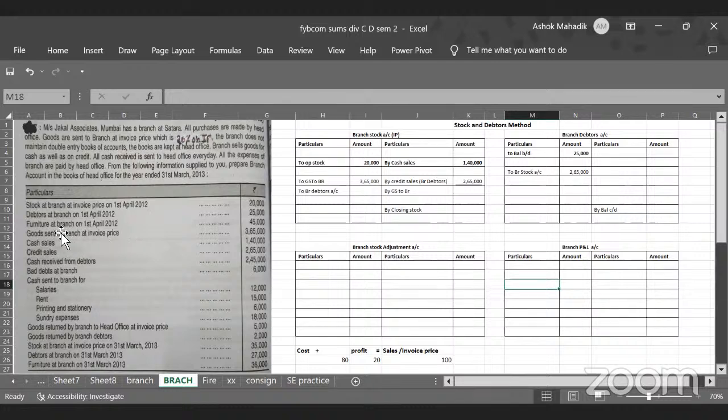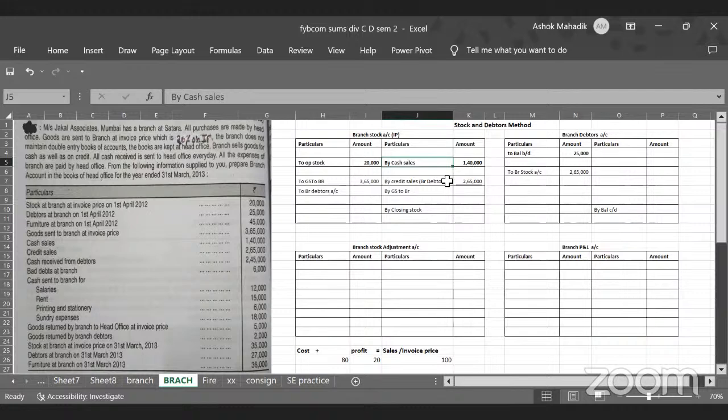Okay. Next, goods sent to branch. So goods are coming in for branch. So we'll write to goods sent to branch. How much amount? 3,65,000. So record 3,65,000. And it is also given at invoice price. So we want invoice price only. Next, cash sales. Goods are going out. So on the credit side, you will record by cash sales 1,40,000.